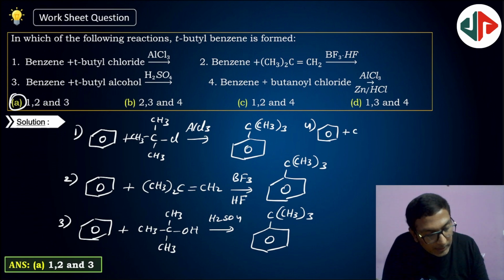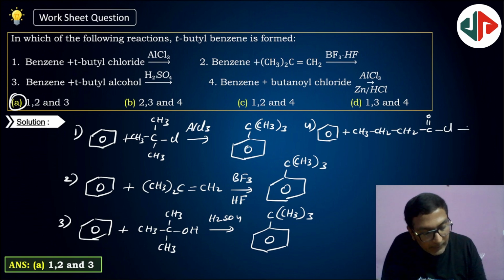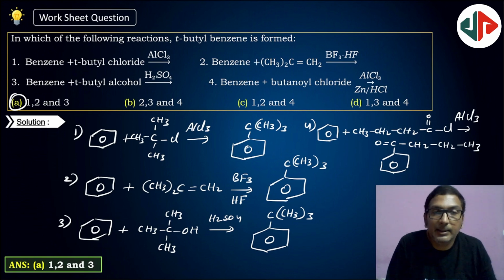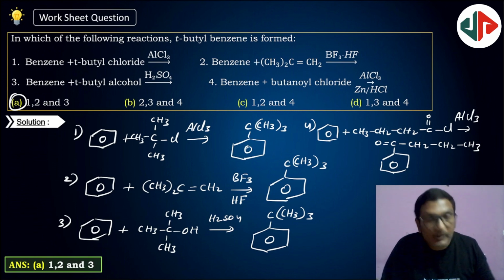In the last compound, option A, benzene plus butanoyl chloride, CH3CH2CH2COCl, in the presence of AlCl3 gives, so very important, C=O, CH2, CH2, CH3. This is not tertiary butyl benzene. Therefore, 1, 2, 3 is the answer. Next.